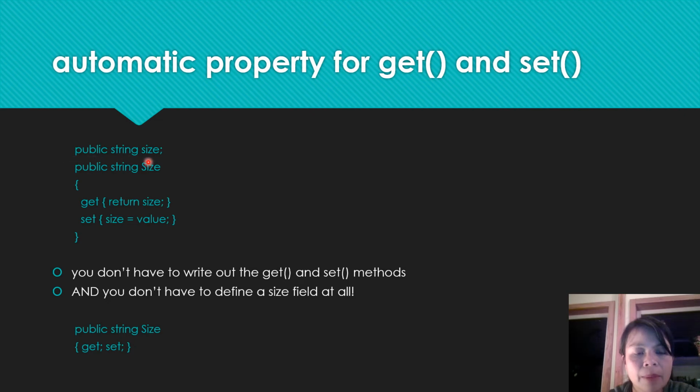So public string size, this is the field. Public string size, this is the property. So you get, and then return size, and you set size equals value. You don't have to write out the get and set methods with the parentheses, and you don't have to define a size field at all. So you write public string size and just get set. That's what it would look like.